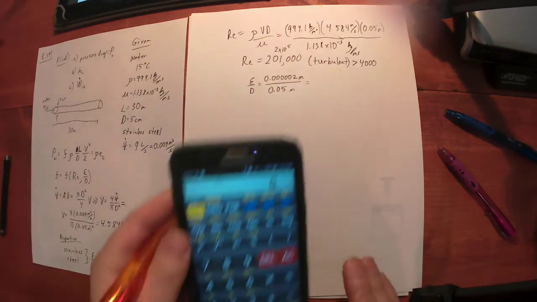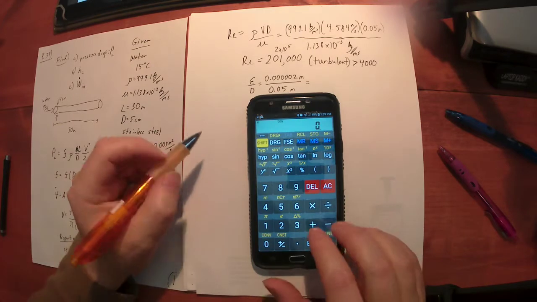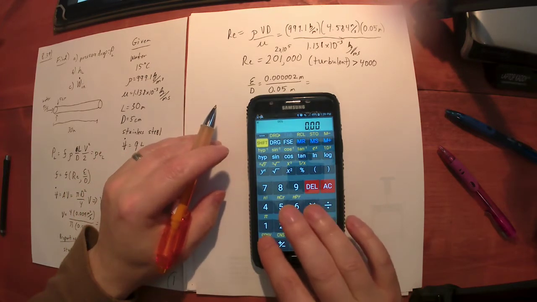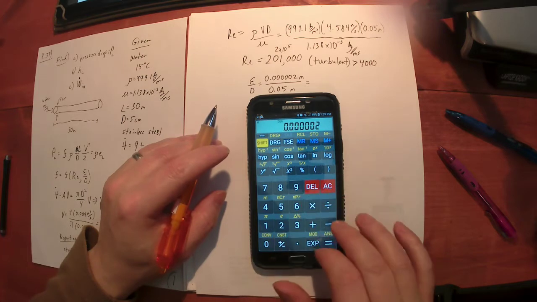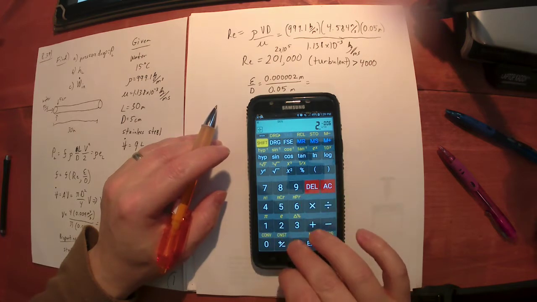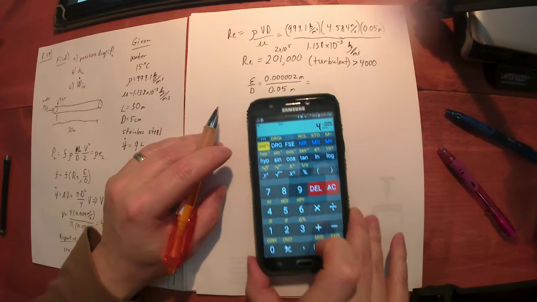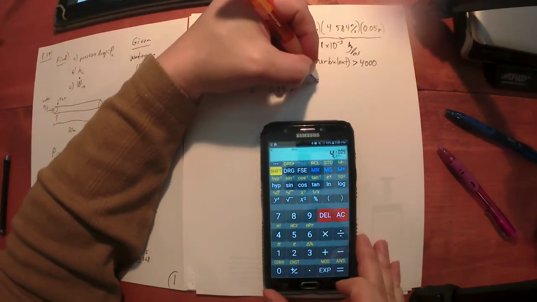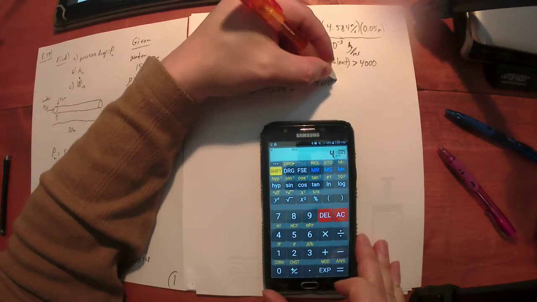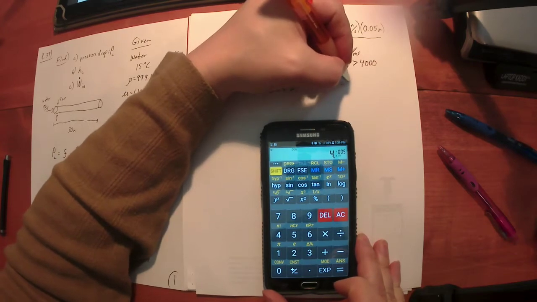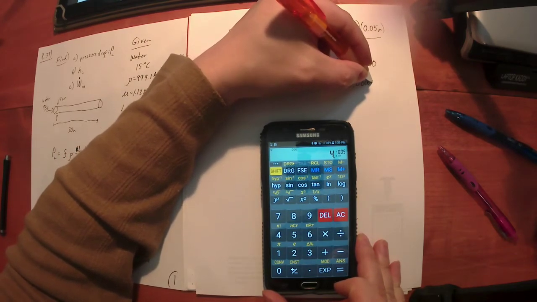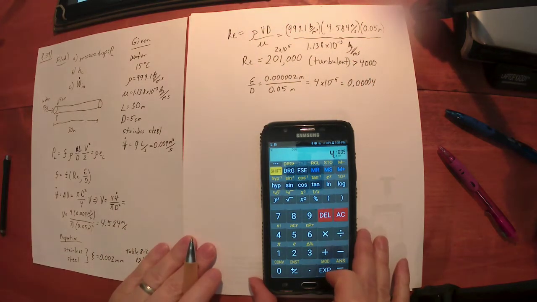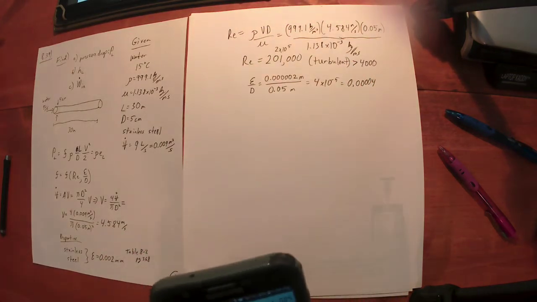It's going to be pretty small, right? Divided by 0.05, it's going to be 4 times 10 to the minus 5, or that is 0.00004. 4 zeros and a 4.